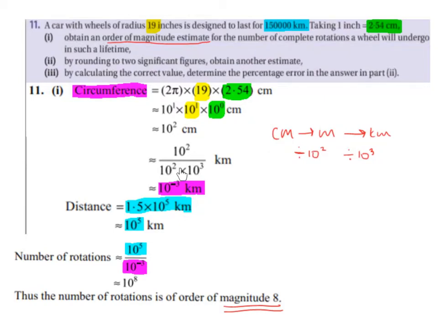And 2 plus 3 is 5, so you get 10 to the power 5 for your denominator. And then 2 minus 5 is minus 3. So you get 10 to the power minus 3 kilometers. And this is the circumference of the wheel.